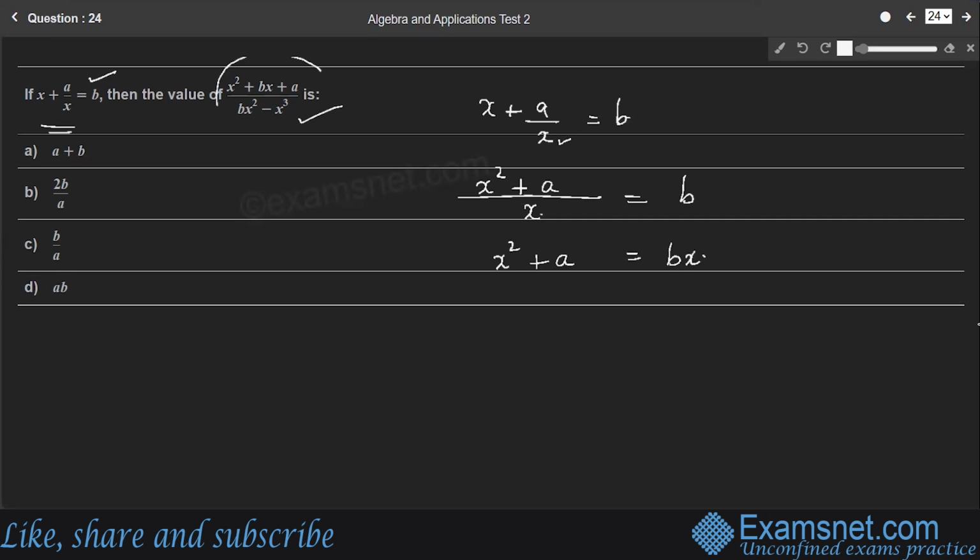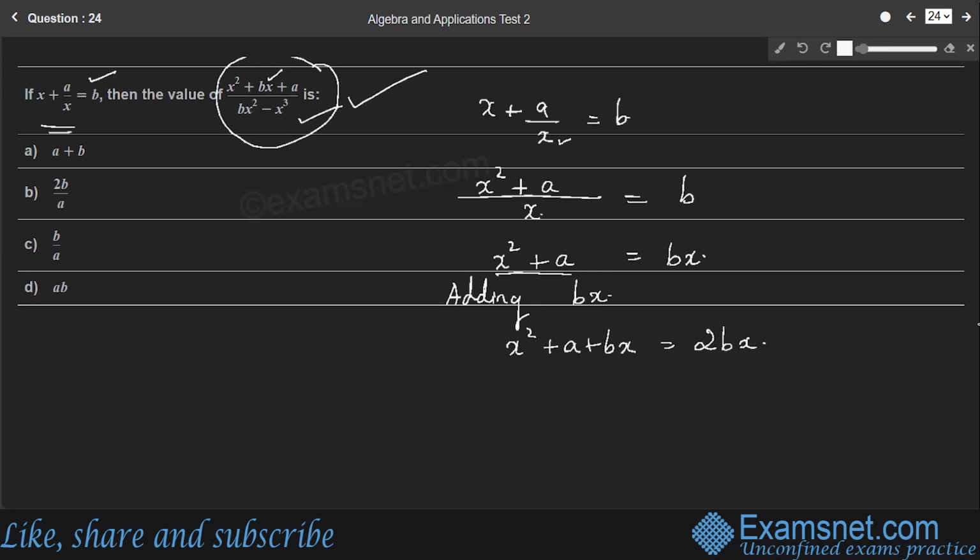So in the given expression, the value which we need to find, we have x square plus bx plus a. In the LHS part, we have only x square plus a. So let us add bx to both LHS and RHS. Adding b into x, x square plus a plus bx is equal to bx plus bx, which becomes 2 times bx.